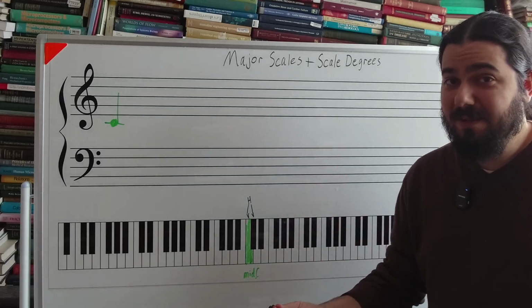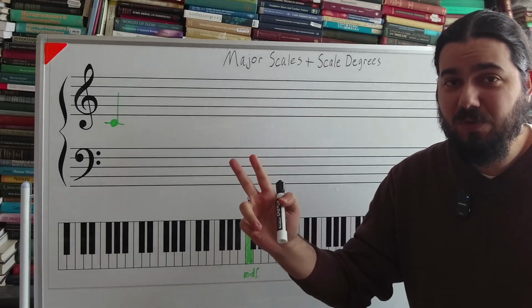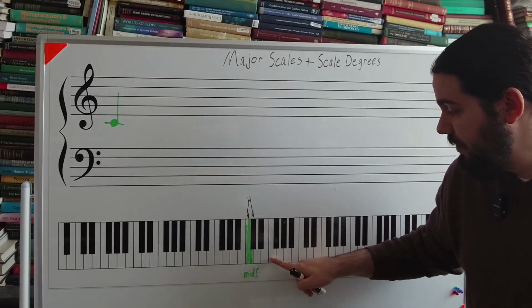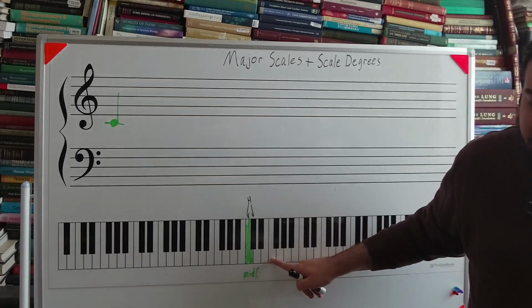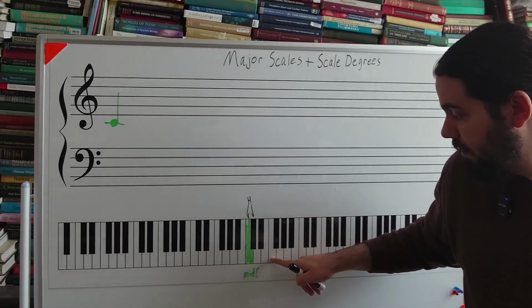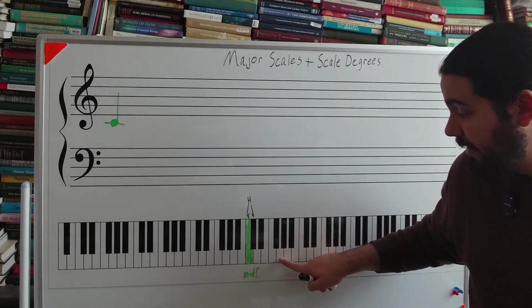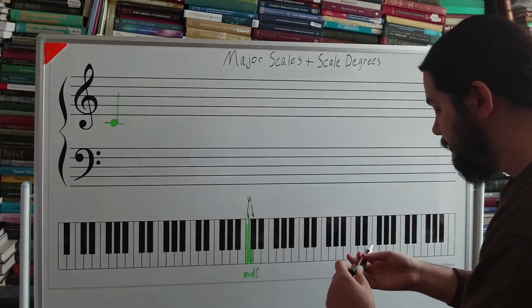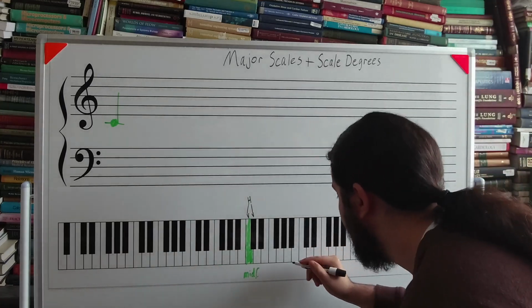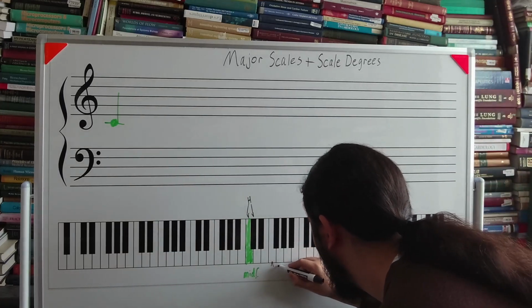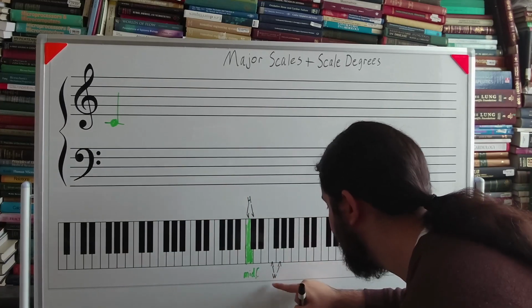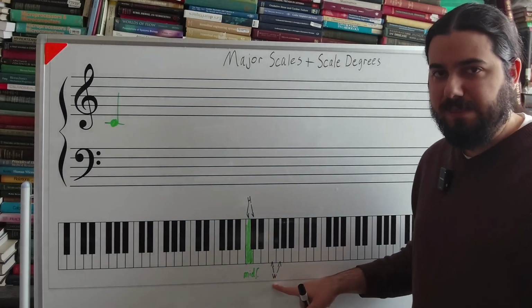A whole step consists of two half steps. Let me move over just a little bit. So the distance from this F, for example, to this G, that is a whole step. And let me draw that down here. And we'll use a W to represent whole steps.